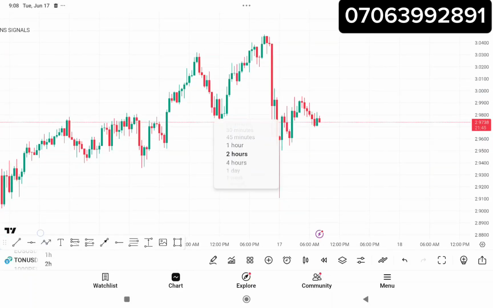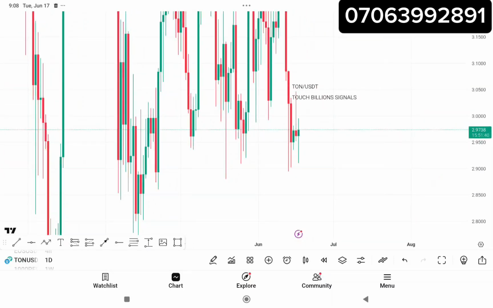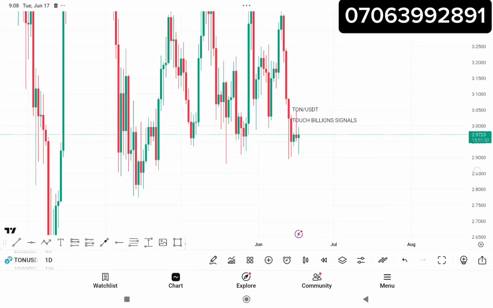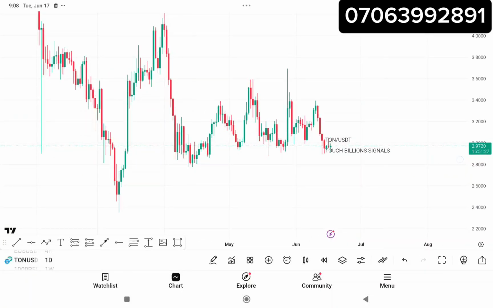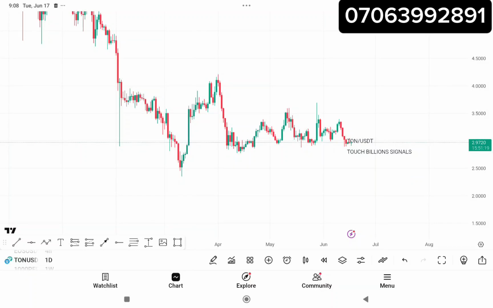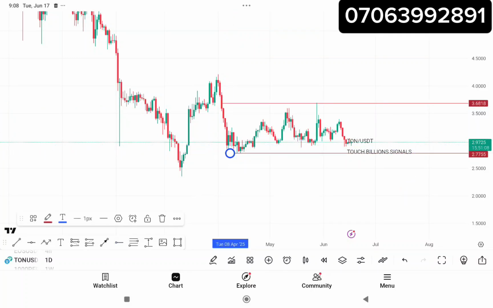Now if we follow the top down analysis, in terms of the higher time frame of 1 day, we can clearly see that this market is not really giving us any clear direction, right? Because this market is currently ranging. There's no clear direction on what the market is doing.